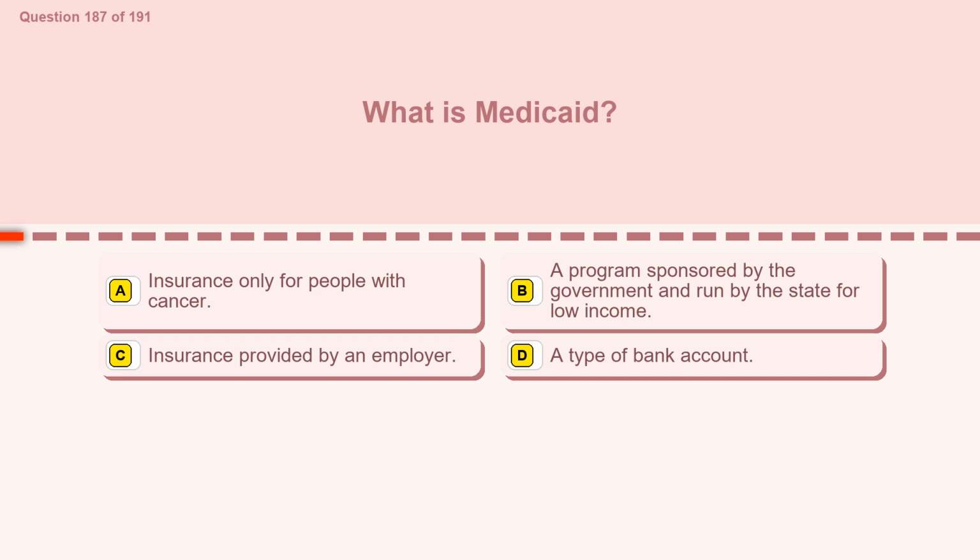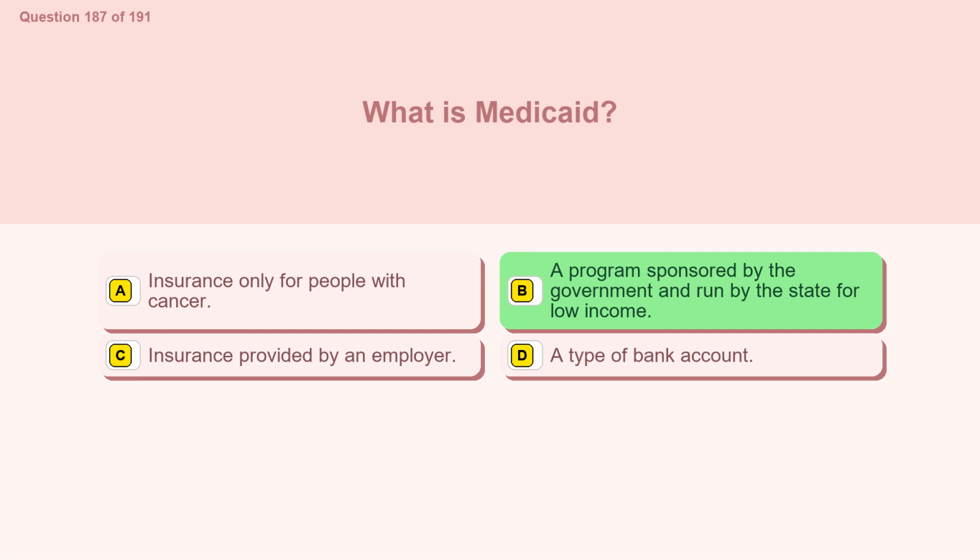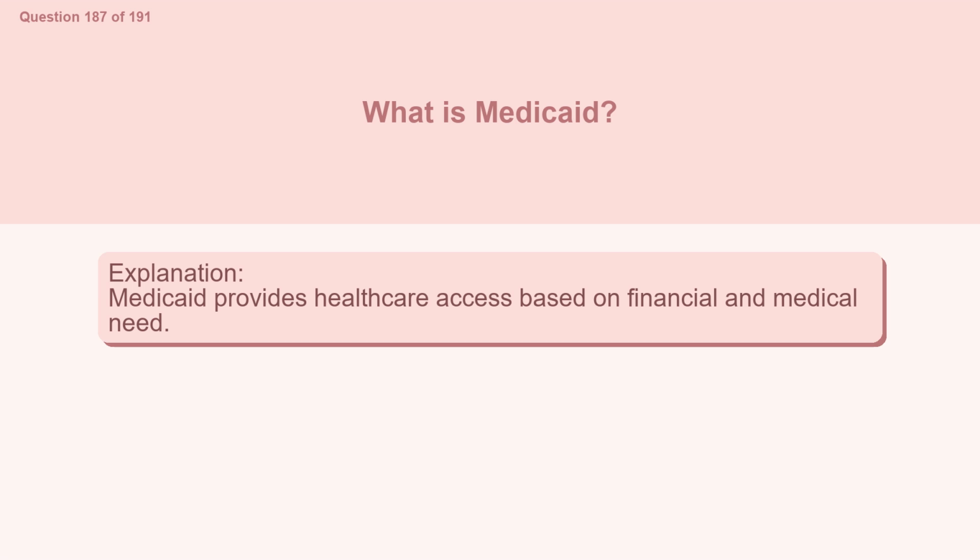Question 187. What is Medicaid? Option A, insurance only for people with cancer. Option B, a program sponsored by the government and run by the state for low income. Option C, insurance provided by an employer. Option D, a type of bank account. The correct answer is option B, a program sponsored by the government and run by the state for low income. Medicaid provides healthcare access based on financial and medical need.